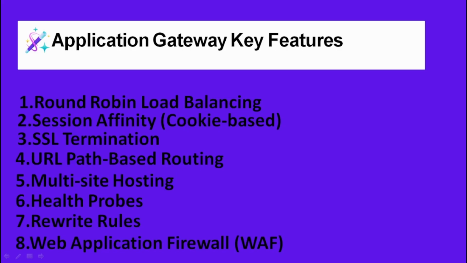Now let's talk about rewrite rules. Rewrite rules allow you to modify request and response headers, and even the URL path, before the request reaches the backend. You can also set up HTTP to HTTPS redirection. If you want to set up redirection, right now your application URL is with HTTP, you can route that to HTTPS directly.